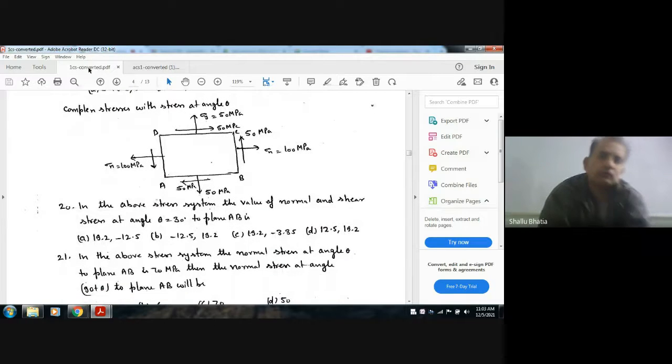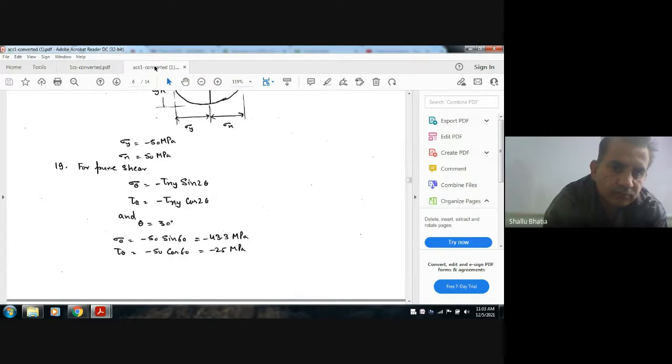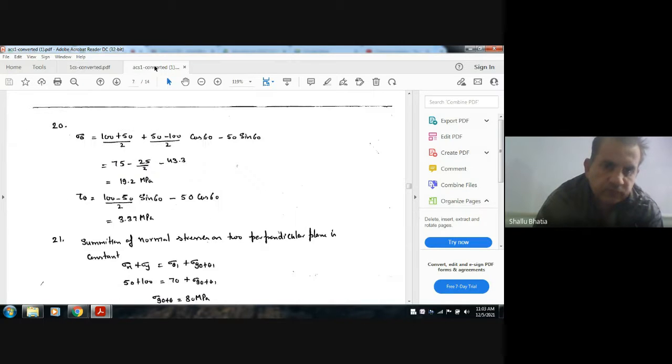Next question is on the equation of stress at angle theta. In the above stress system, the value of normal and shear stress at an angle theta of 30 degrees to the plane AB is. So sigma x is 100 MPa, sigma y is 50 MPa, tau is 50 MPa. So using the general formula for a two-dimensional complex stress system, and putting theta equal to 30 degrees, we can find sigma theta and tau theta.